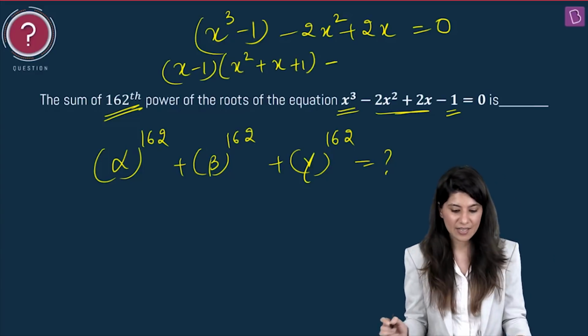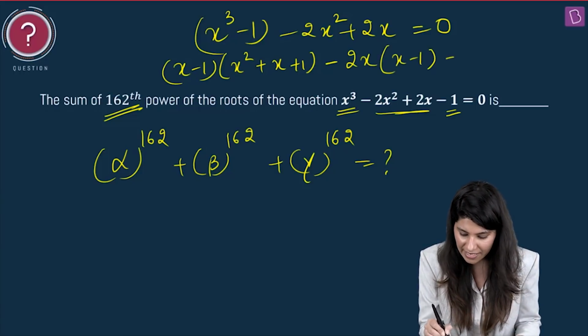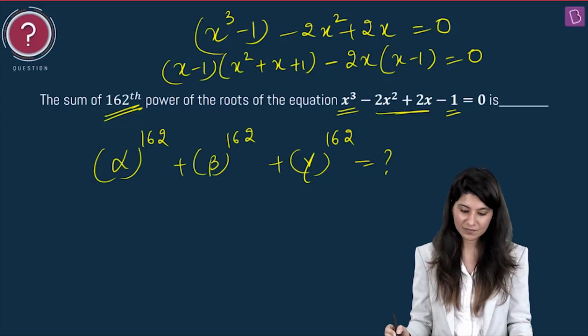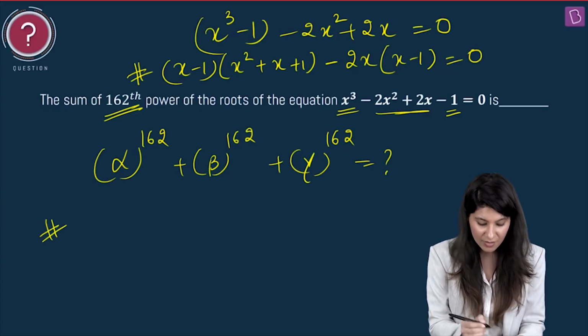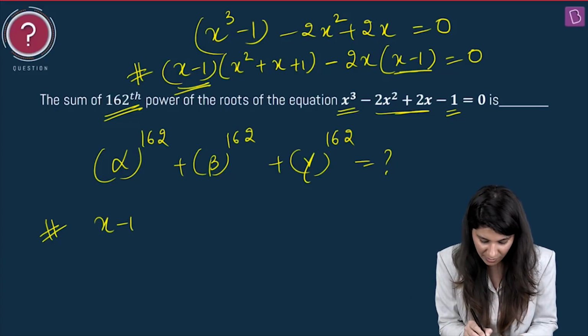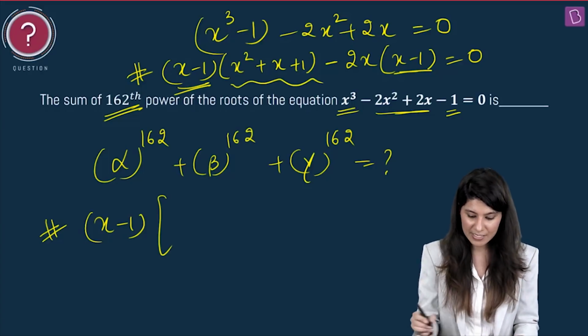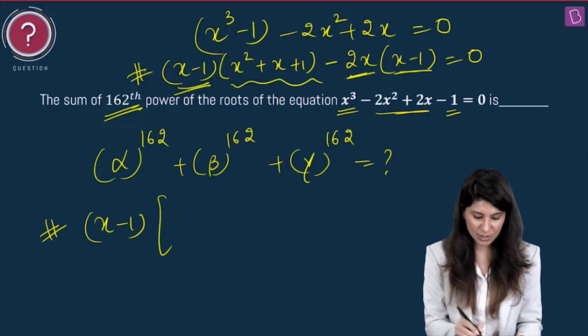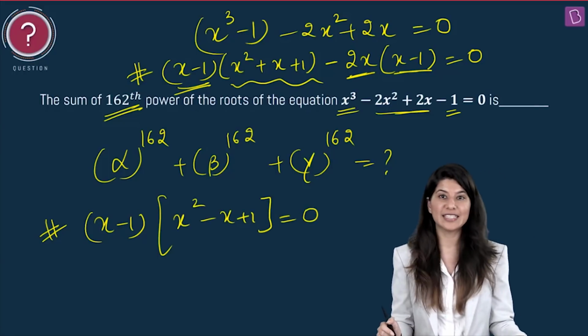What about next? We have to take minus 2x common. Inside this, I have x minus 1. Can you see that I can take out x minus 1 common from each and every term? So x minus 1 is outside, and inside the bracket I have x square plus x plus 1 minus 2x, which is nothing but x square minus x plus 1. This is the factorization.